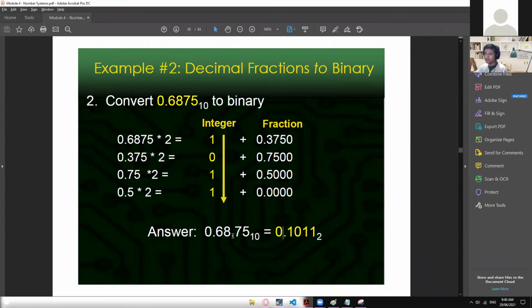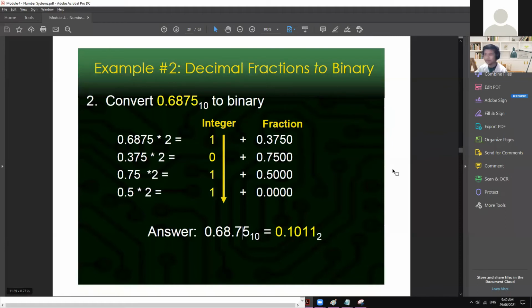Okay, so a correction with this one: it should be 0.6875. So are we clear so far? Did you guys get the idea or the logic? Okay, great.